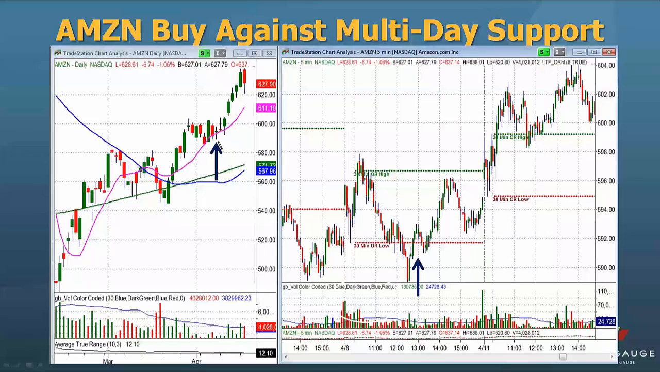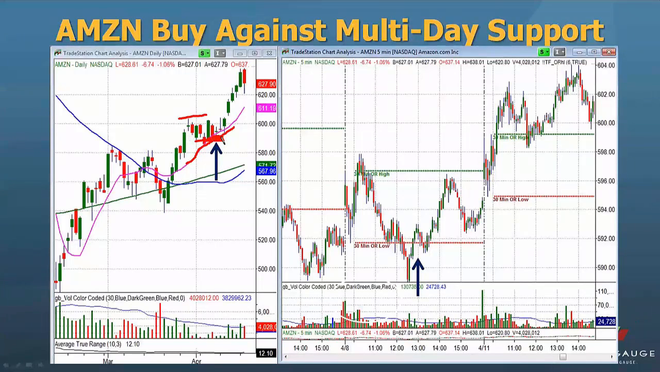Amazon. And notice what I'm doing. I'm looking for specific situations where the market has potential. In this case, Amazon, nice consolidation here. This happens to be the 10-day moving average, and it's pulling back into this daily area of support.